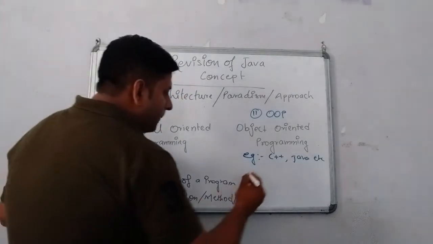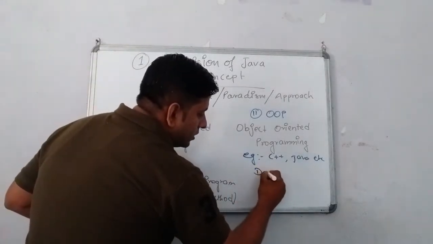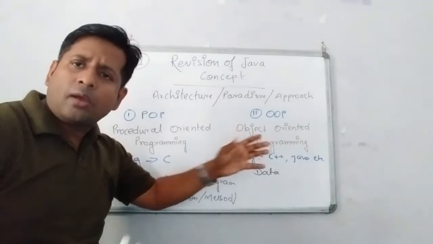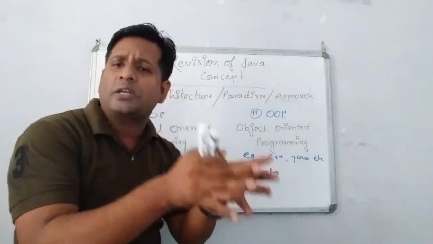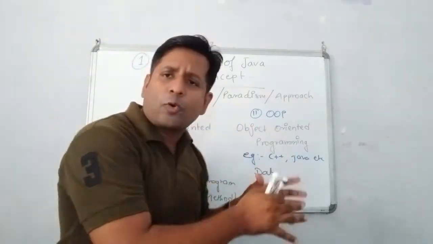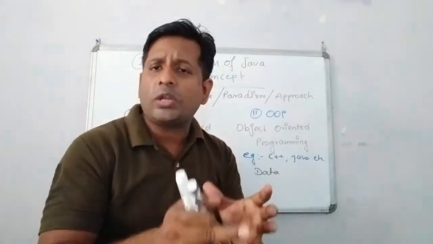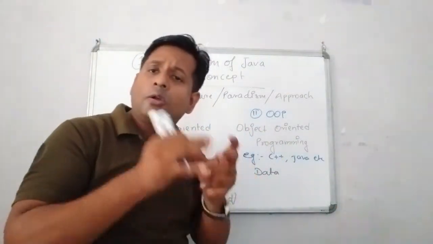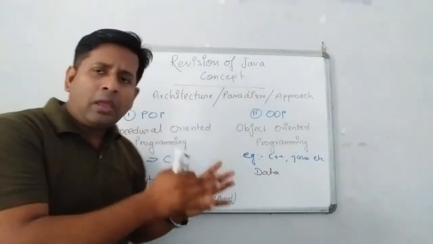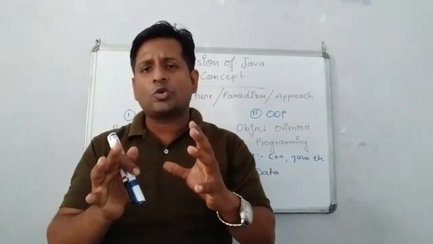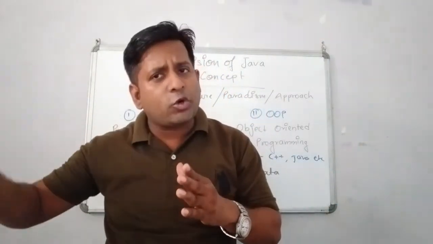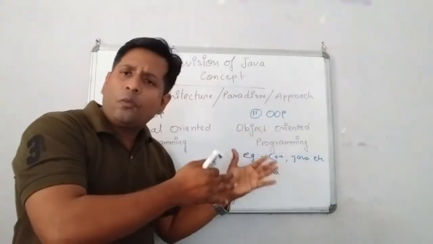So their main focus will be on data, okay, not on the functions. So object oriented programming focuses on the data, that means the real object, the real entity which we can touch, we can see. So that is the main concept for object oriented programming. That's why the name is given as object oriented programming. That means the program totally depends on the object rather than functions. POP functions, OOP data. So this part is very important to remember, children. POP functions, OOP data.